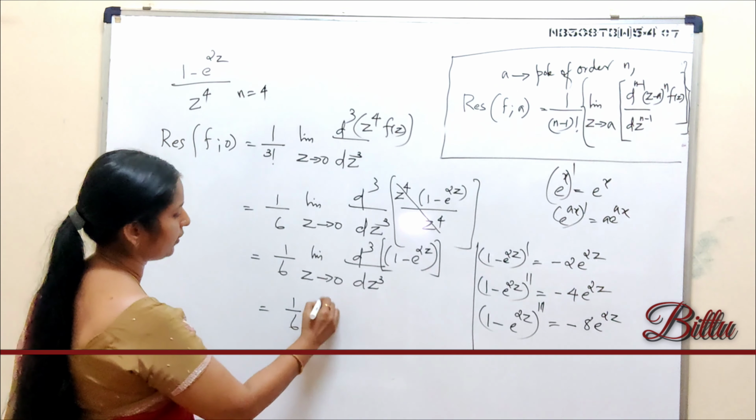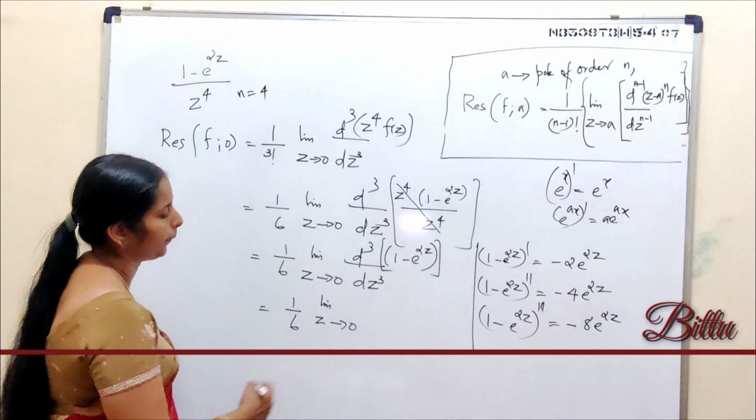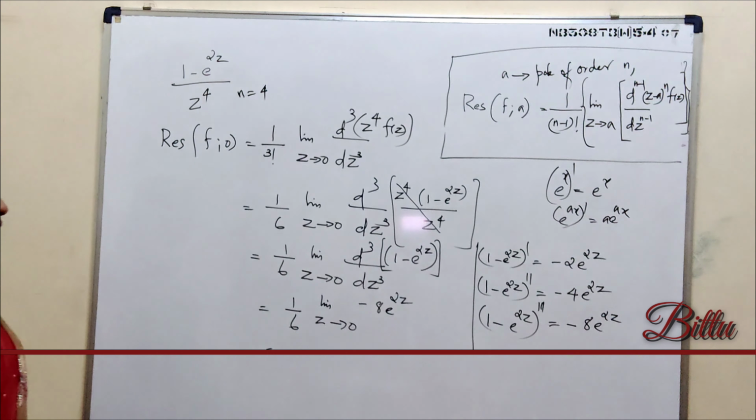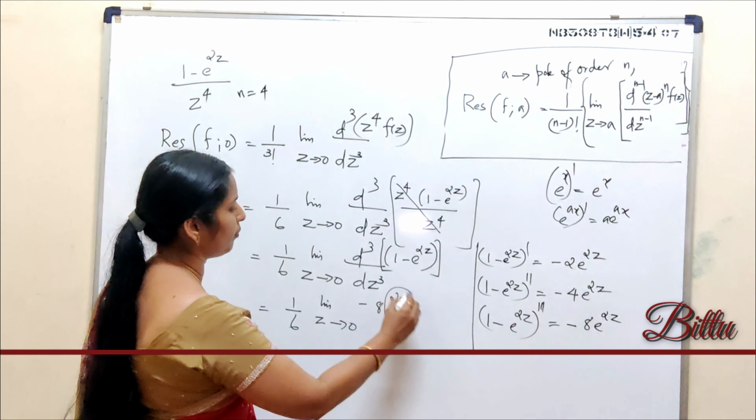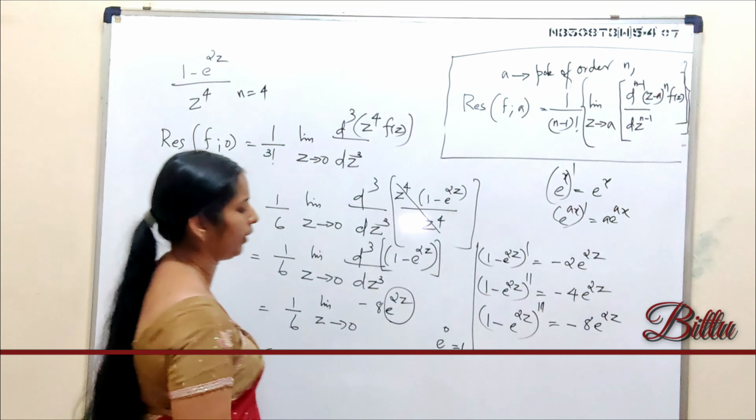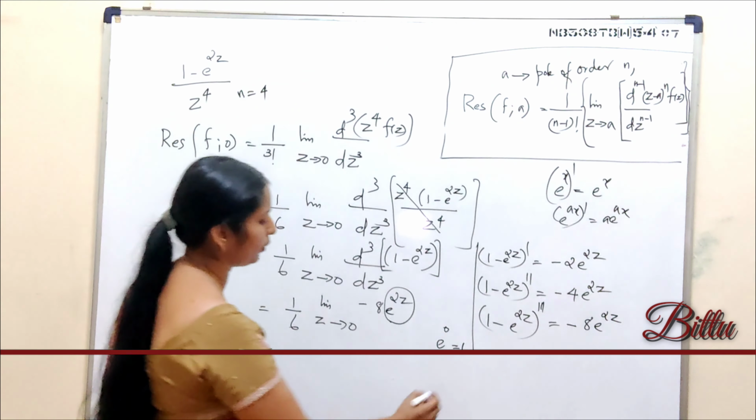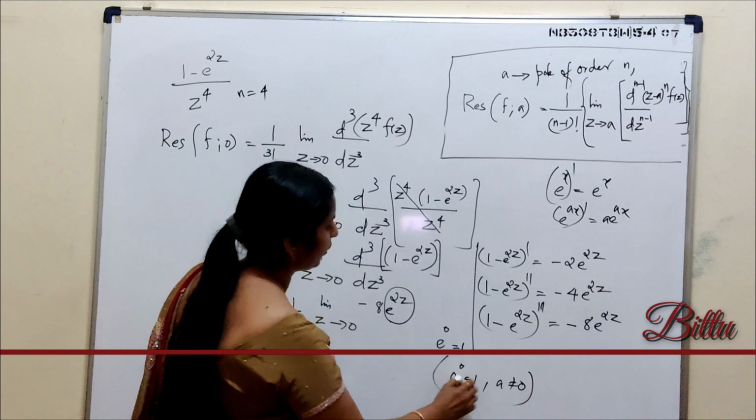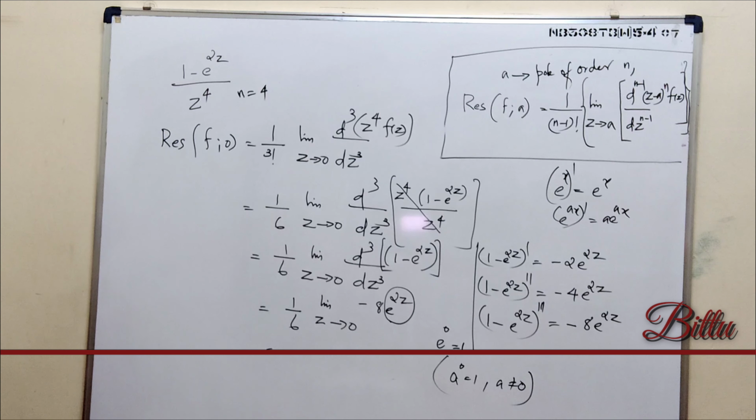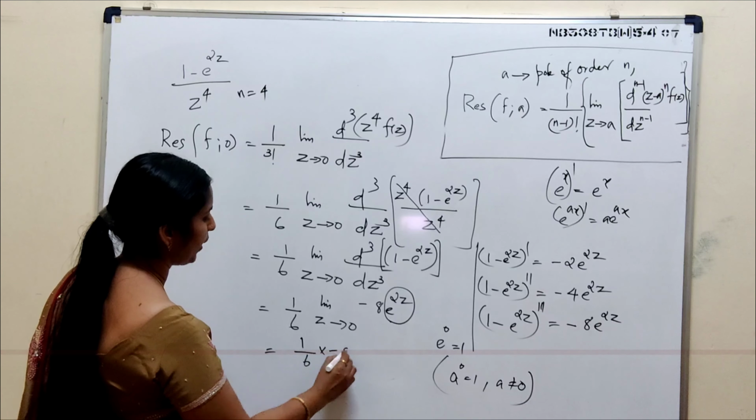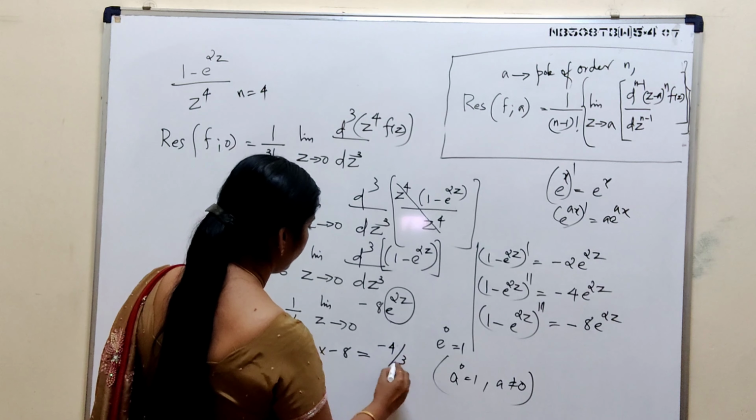It is 1 by 6, limit z tends to 0, minus 8 e raised to 2z. You put z equal to 0. So e raised to 2z becomes e raised to 0. e raised to 0 is 1. Any quantity raised to 0 is 1 except for 0. That is, a raised to 0 equal to 1 for a not equal to 0. If a equal to 0, 0 raised to 0 is an indeterminate form, that is, it is not determinate. So here it is 1. So 1 by 6 into minus 8, that is minus 4 by 3.